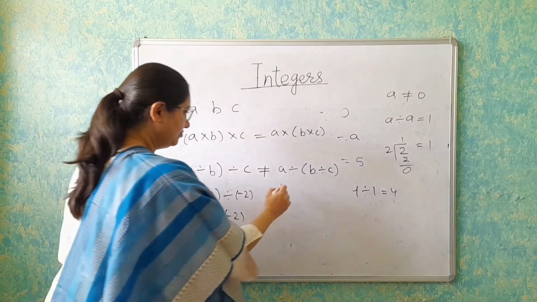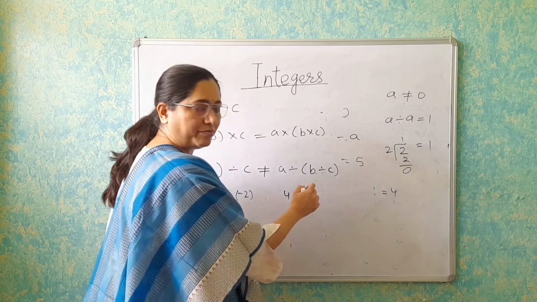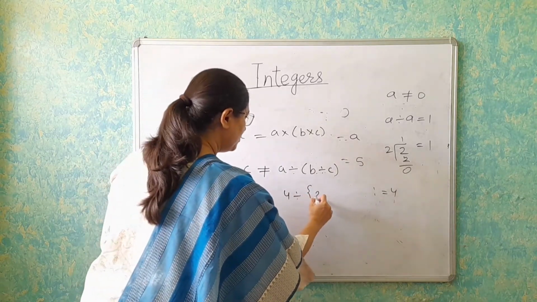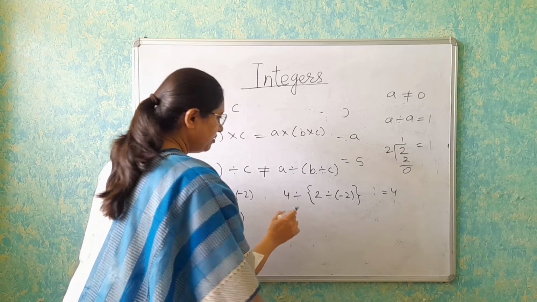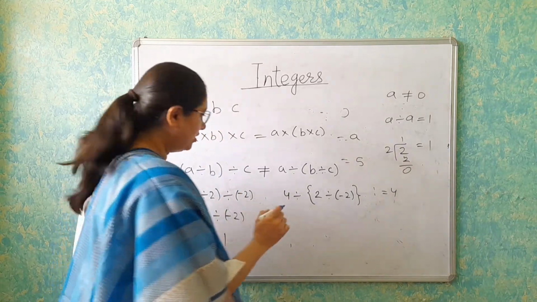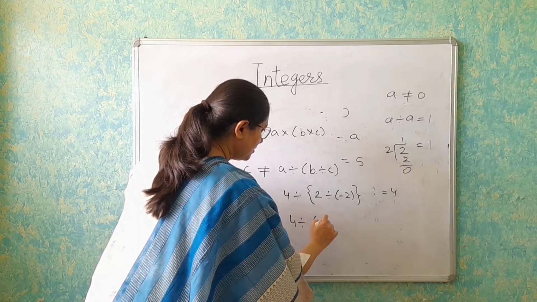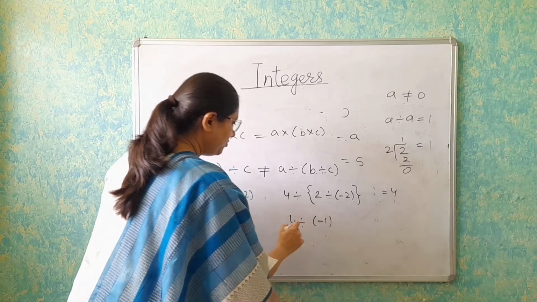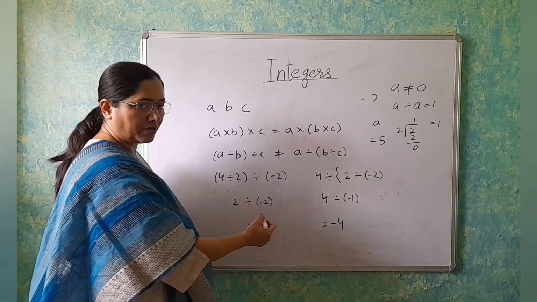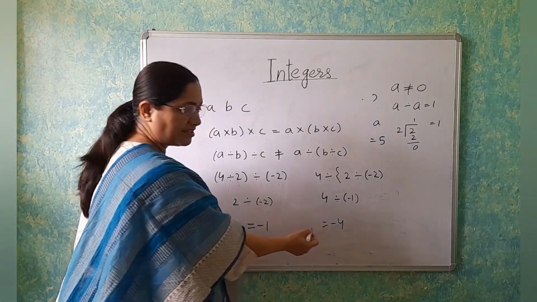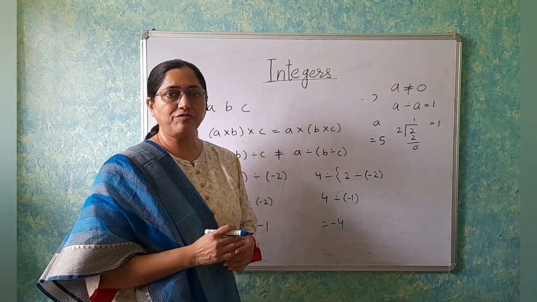In the second case, I am saying 4 divided by, now first I have to make the middle bracket, b is 2 divided by minus 2, and bracket close. We will see if the answer is again minus 1 or not. 4 division sign, 2 divided by minus 2 is minus 1. If I divide 4 by minus 1, the answer is minus 4. See, in both cases the answers are different. So we can conclude that the associative law is not for division of integers.